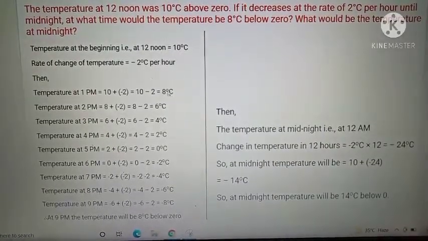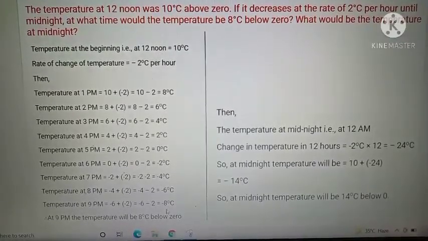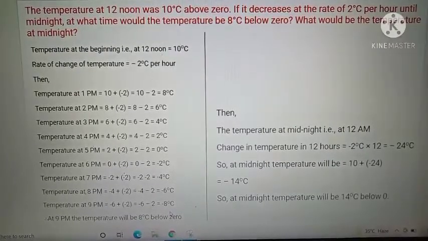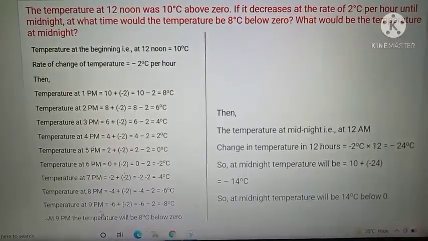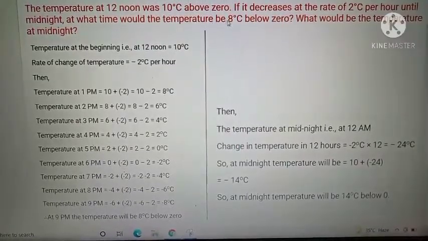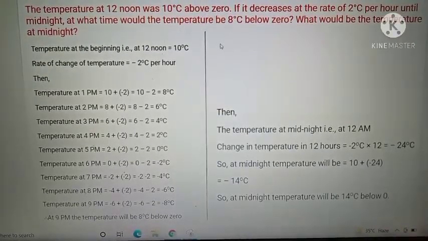We will continue this process, decreasing by 2 like that. When we continue the process, we will get this minus 8 degrees Celsius at 9 p.m. Why do we take minus 8 degrees Celsius? In the question it is given 8 degrees Celsius only. It is not mentioned minus.